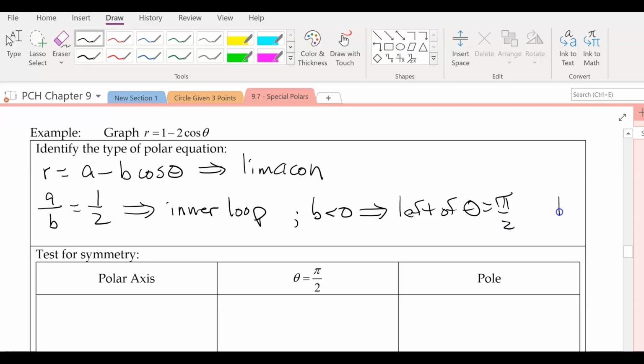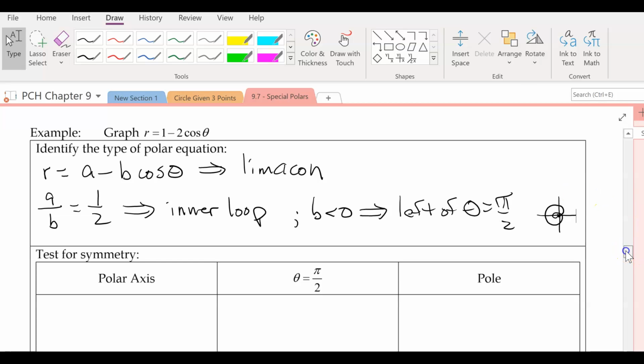So if we're starting to think of what this is going to look like, we have an idea based on what the shape of a limaçon looks like, and since this one has an inner loop and b is negative, it's going to look something like this. Hopefully after we graph this we'll get a shape that looks something like this. This point here should be at the origin.